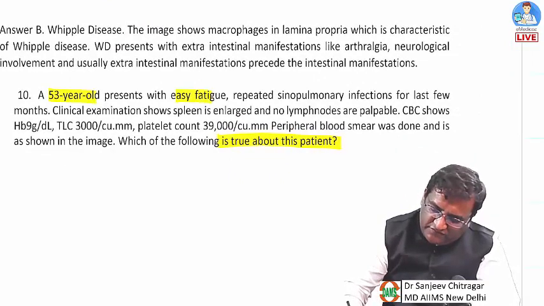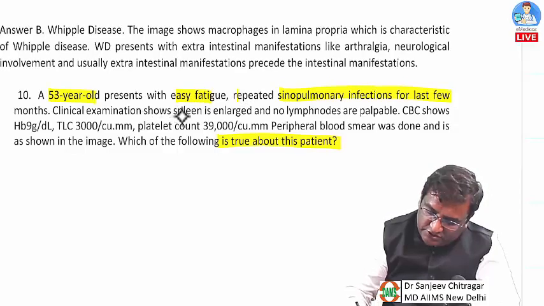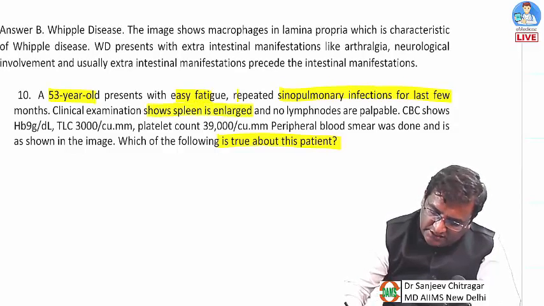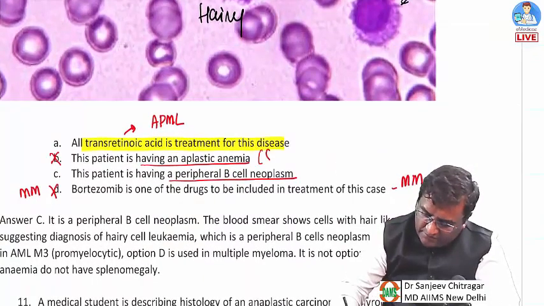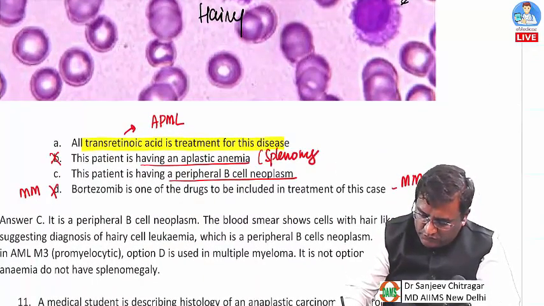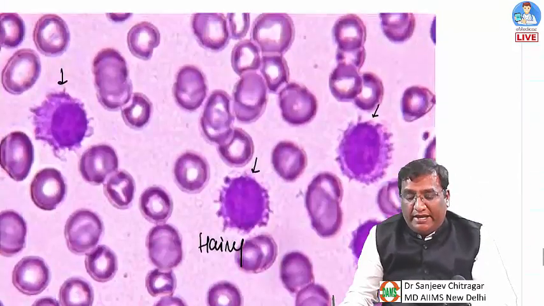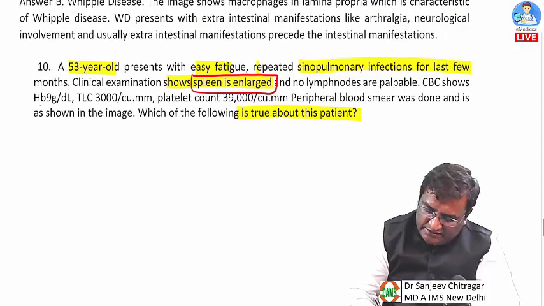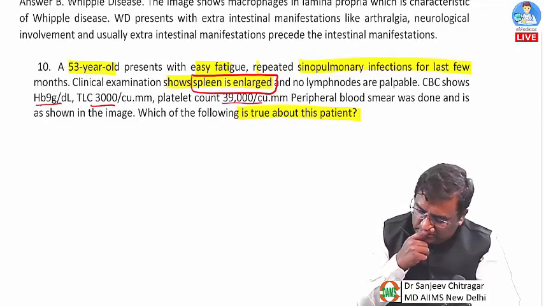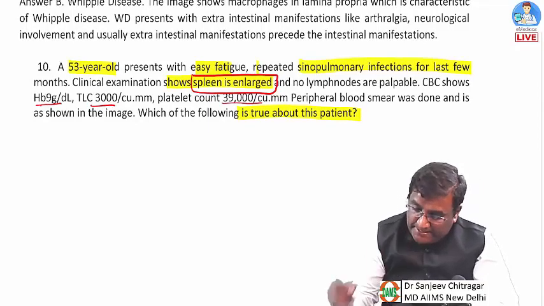A 53-year-old presents with easy fatigue and repeated sinopulmonary infections for the last few months. On clinical examination, the spleen is enlarged. This is a keyword. When splenomegaly is there, it rules out aplastic anemia. In aplastic anemia, there will be no splenomegaly, remember this. No lymph nodes are palpable. CBC shows hemoglobin 9, TLC normal, and low platelet count, so pancytopenia is there basically, and the peripheral blood examination is as shown. So now you have to make a diagnosis.